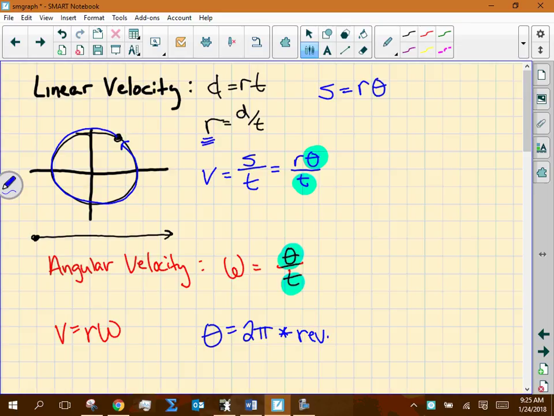So that's what we're talking about here: when they talk about revolutions, it's how many times you are traversing around this circle. And like I said, a lot of times it's a multiple number, but it doesn't have to be. It could be half a revolution. It could be a third of a revolution. It could be any portion or multiple of a revolution. Is that all right? Okay.